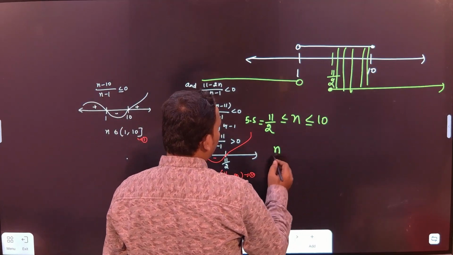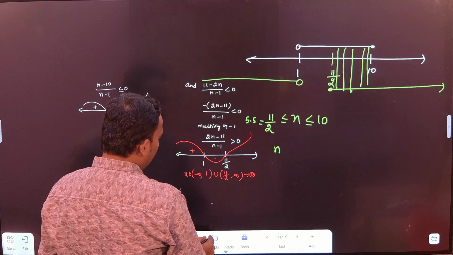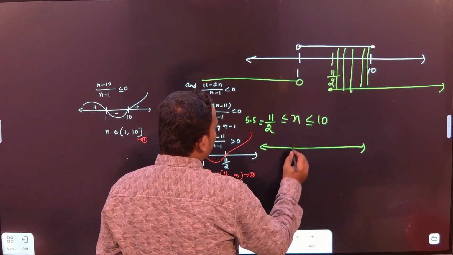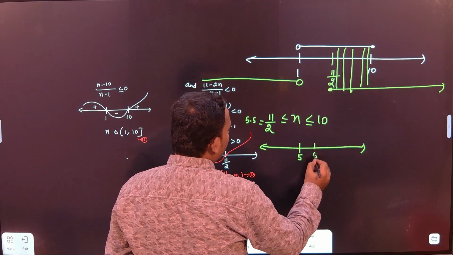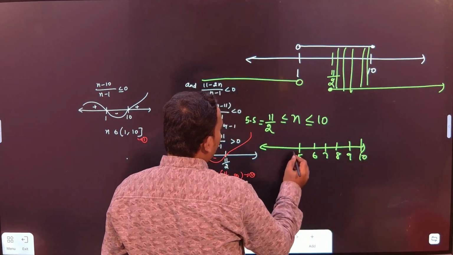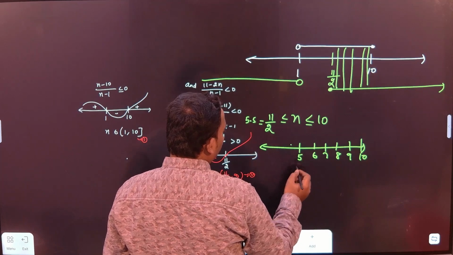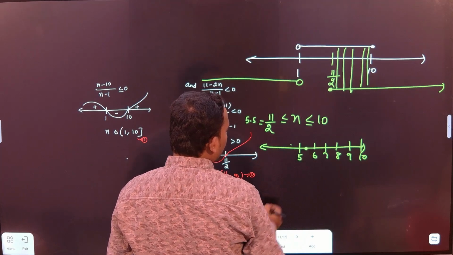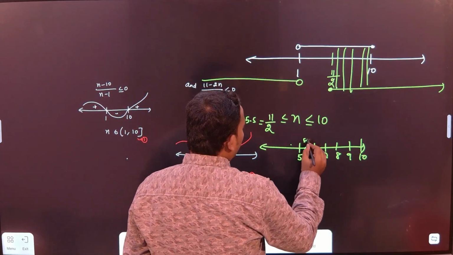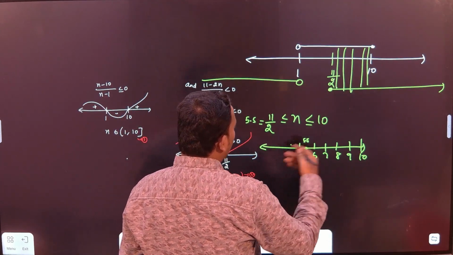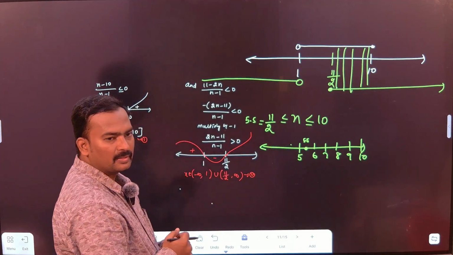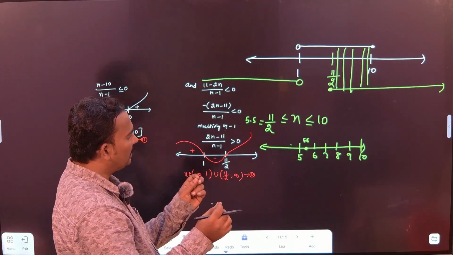So what are the integers? When you take the integer values, here is 5, 6, 7, 8, 9, 10. So here 5.5, this is 5.5, right? 11 by 2. We need it to be more than that, so 5 you cannot take, right? So more than 5.5 and less than or equal to 10.